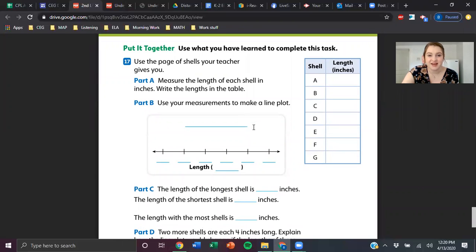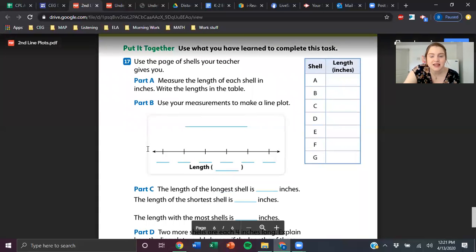Great job. Now, on number 17, it says to use the page of shells your teacher gives you. But I'm not there, and I can't give you a page of shells. And since I know that some of you might not have rulers at home, I want to go ahead and tell you how long each shell is. Then you're going to use everything you've learned to make this line plot right here.